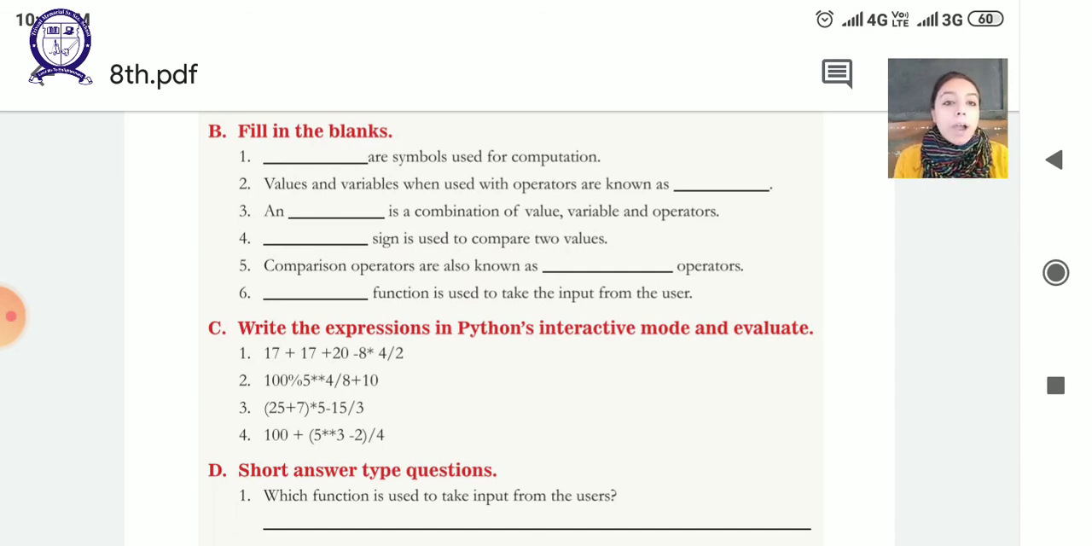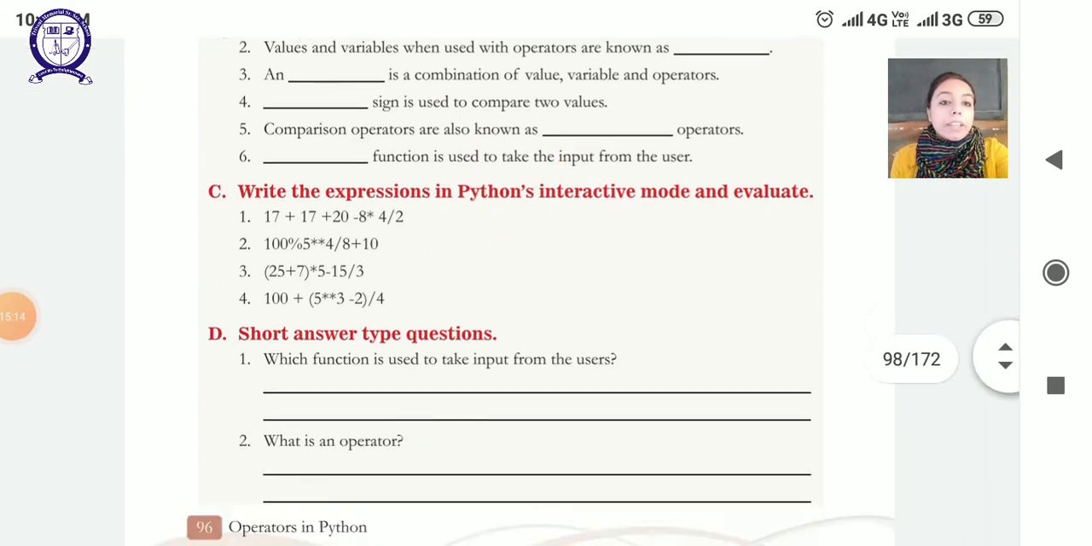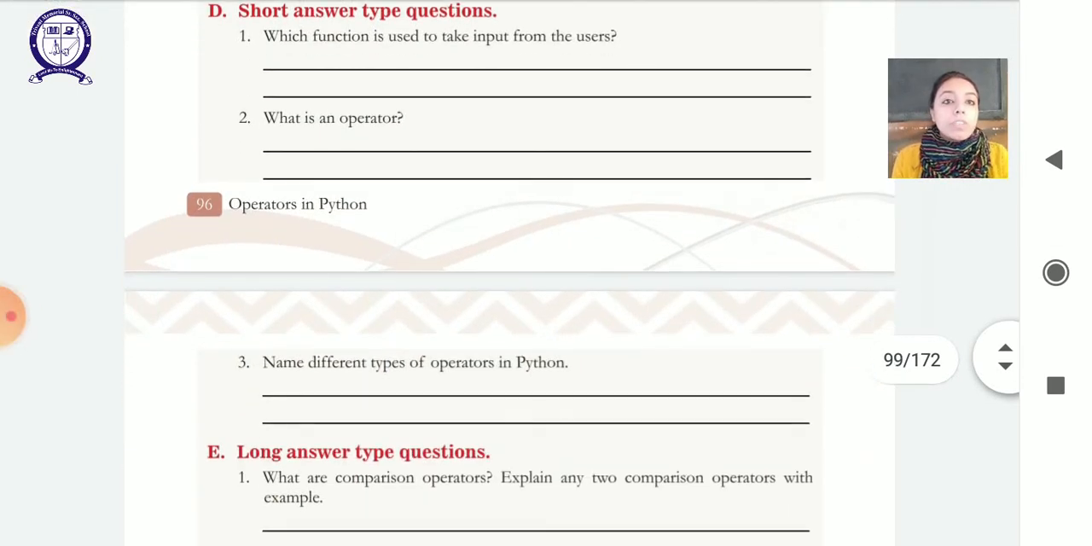Now we have the C part, that is write the expressions in the Python interactive mode. So you have to use Python as a calculator. Just write down these statements in Python, press the enter key, and it will show you the output one by one on the screen, right? Then we have the short question answers. Which function is used to take input from the user? Input function is used to take input from the user.